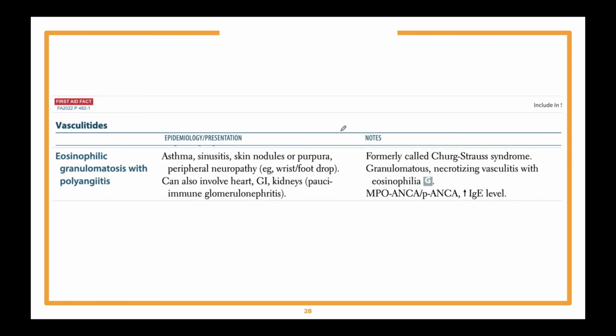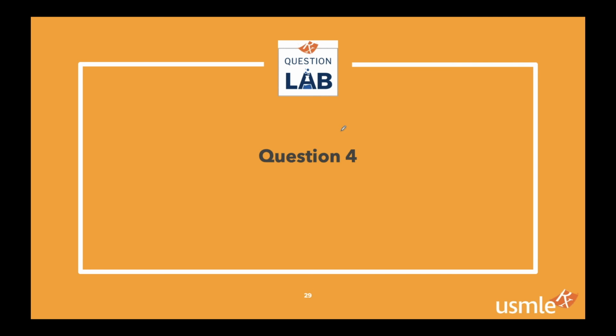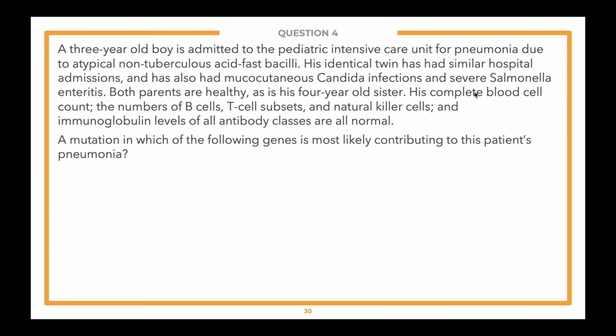Excellent. Thank you, Paris. Let's move on now to our last question of the evening. Let's try to finish strong. We'll begin, as always, with the lead-in. So here we go. A mutation in which of the following genes is most likely contributing to this patient's pneumonia? We'll give all of you a few seconds here to respond in the question box and let us know how many steps you think this question will require. And we'll read that vignette.